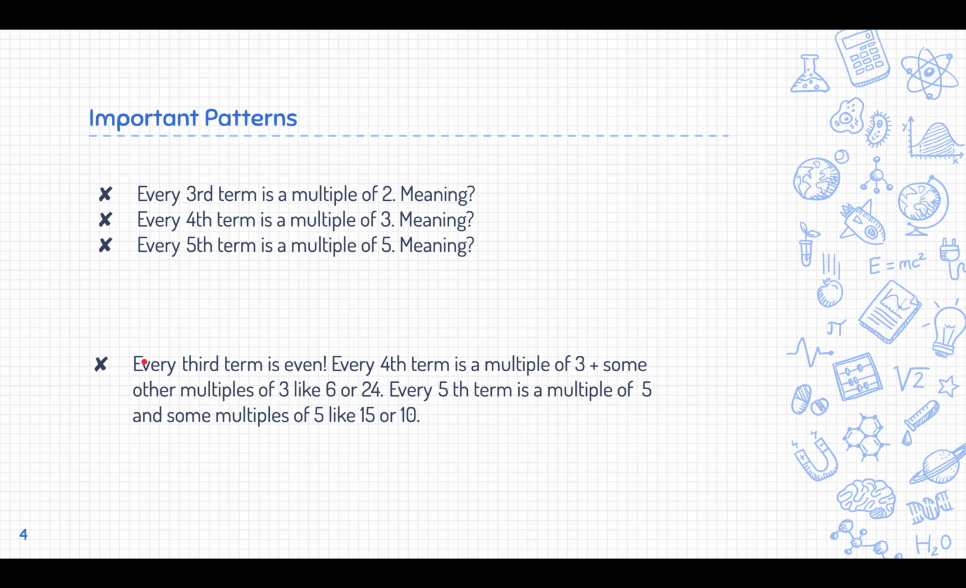So this means that every third term is even, and every fourth term is a multiple of 3, plus some other multiples of 3 like 6 or 24. It might be, not always. And every fifth term is a multiple of 5 and maybe some other multiples of 5 like 15 or 10. Also, back to the third term, which is a multiple of 2, this also means it might be a multiple of other multiples of 2 like 4 or 8. You might be wondering, how does that matter? Well, in math competitions, these kinds of minor details are what the hard problems use. So it's really good to know these things.